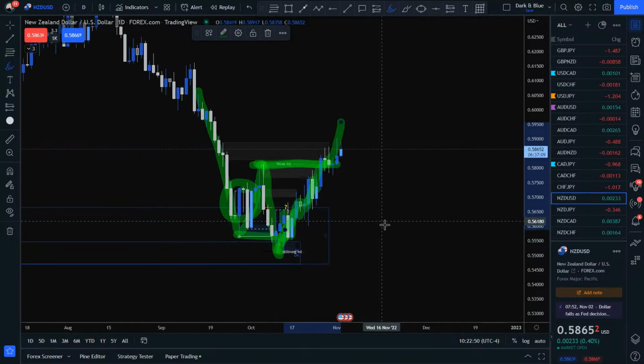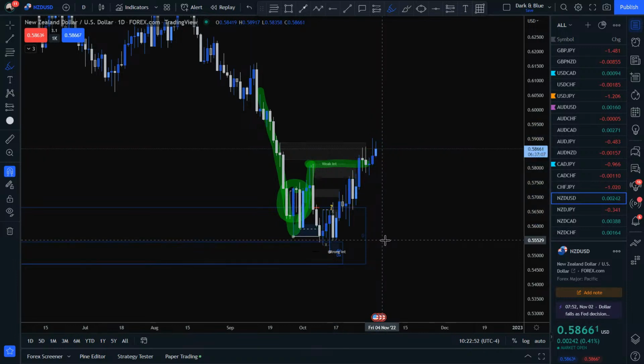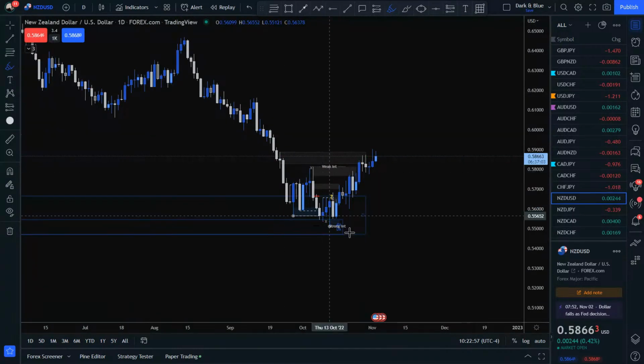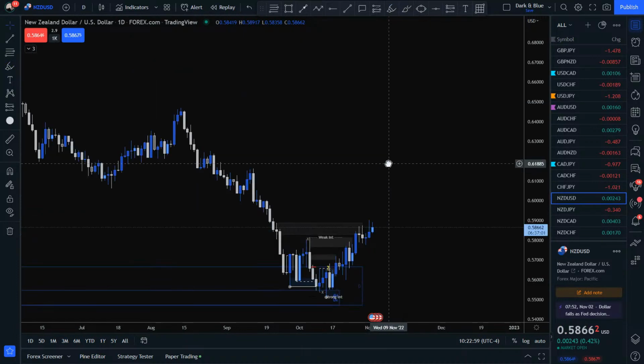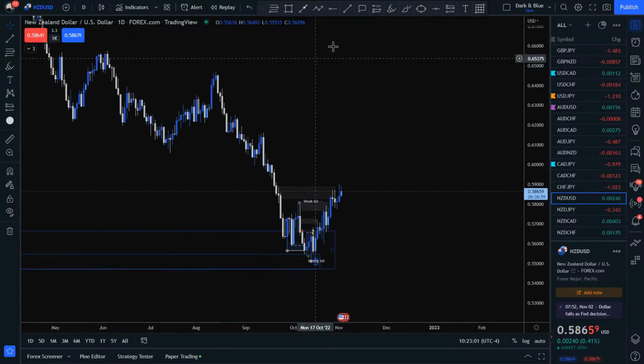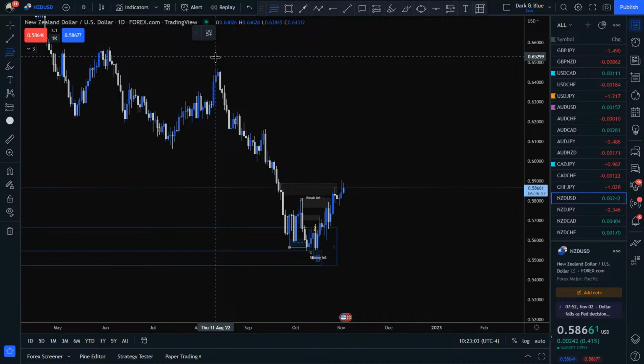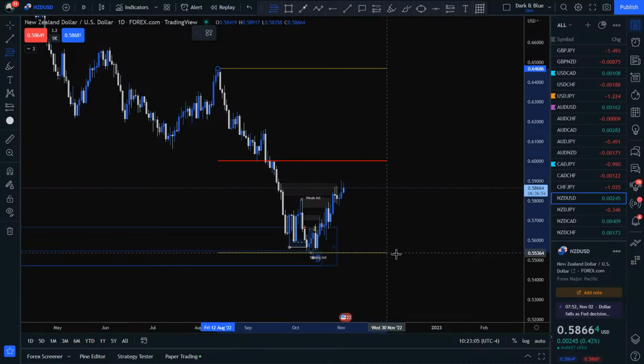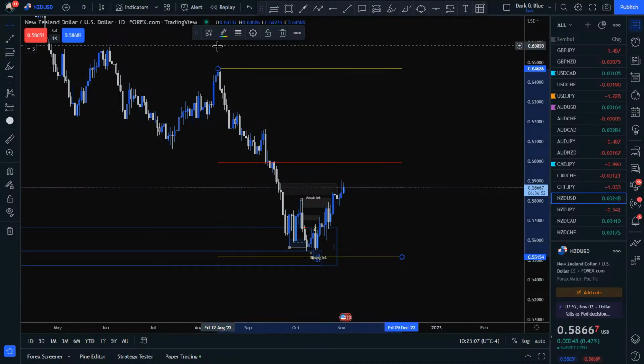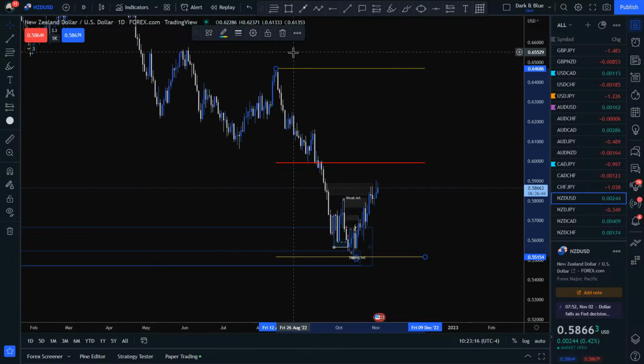Internally, we are bullish. What is my favorite question? Why are we turning bullish in a bearish market? Why? Very simple. Top to bottom, this is the trading range. We are in discount, and we want to go to premium. That's what price wants to do.